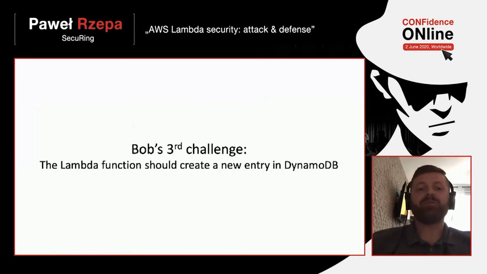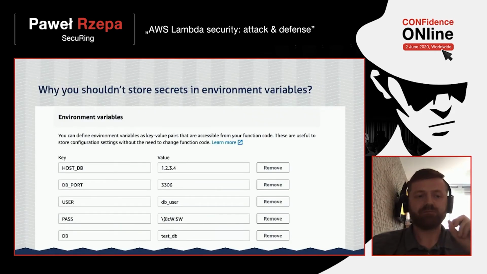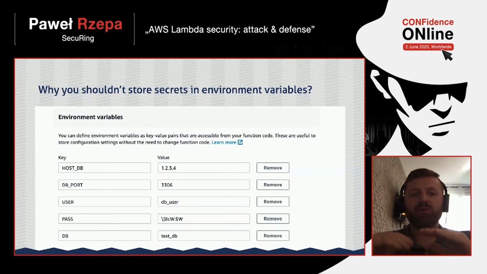Okay, time for the third Bob's challenge. So the Lambda function should create a new entry in DynamoDB. So what Bob thought is, somehow you have to pass the connection string to the Lambda. And those connection strings you can put, for example, in environment variables. So here you can see that the username and the password to the DB are in plain text in environment variables.